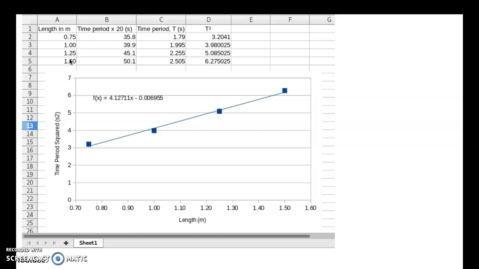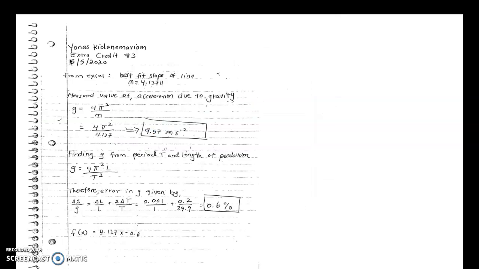So you told us to show our calculations in our work of how we determined G and how we calculated the error. So what I did was, first I made the Excel plot, the graph. From that, the best fit slope of the line was 4.12711. And I'm going to need this to find the acceleration due to gravity. So I'll be plugging that in.